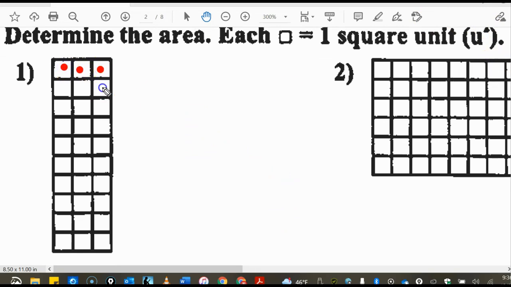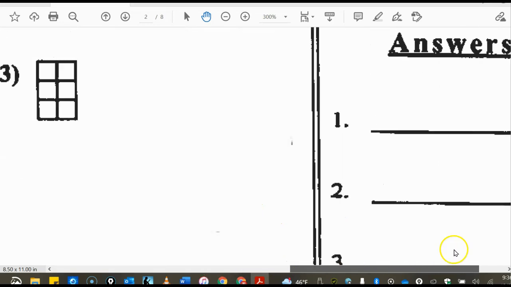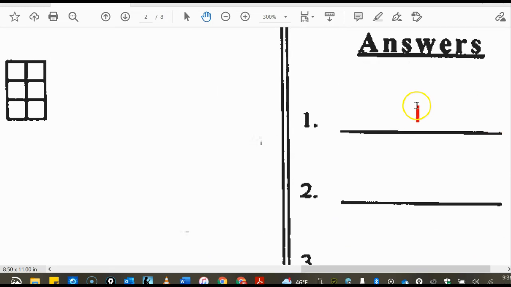1, 2, 3, 4, 5, 6, 7, 8, 9, 10, 11, 12, 13, 14, 15, 16, 17, 18, 19, 20, 21, 22, 23, 24, 25, 26, 27, 28, 29, 30. Oh, takes forever. So then go to the line across like this. And the answer is 30. Okay? That's all you got to do.